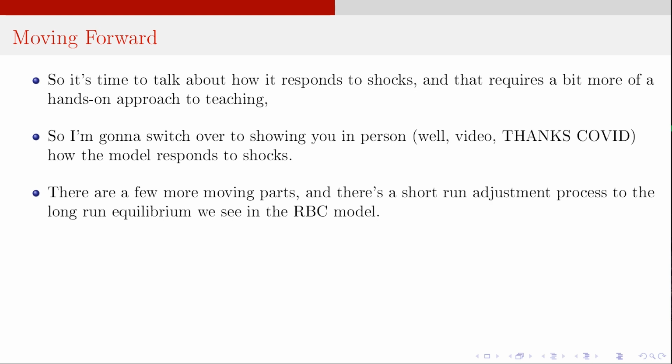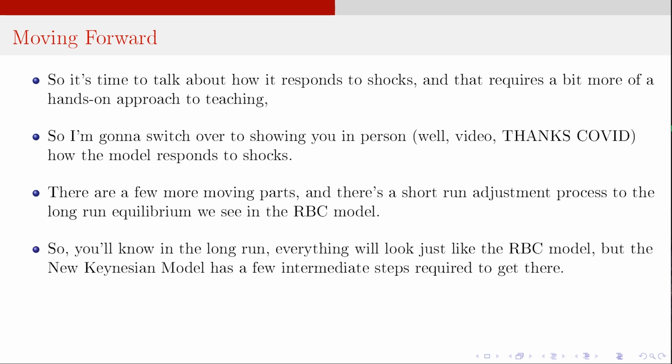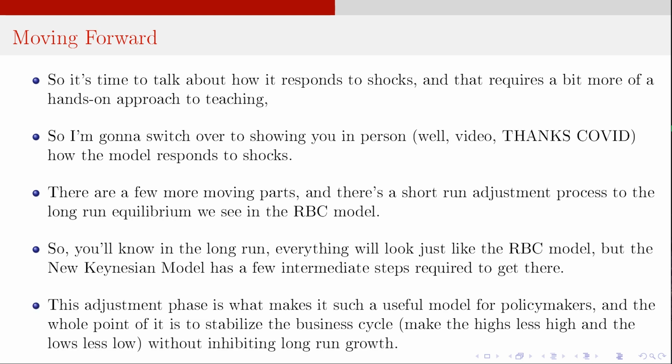Now, because there's that short-run aggregate supply curve, there's going to be a few more moving parts, meaning there's a short-run adjustment process to the long-run equilibrium we see in the RBC model. We will eventually converge to the long-run equilibrium predicted by the RBC, but there's going to be an adjustment process in the short to medium run. So we know in the long run how everything's going to work, which is actually a nice little check to see if we actually get to where we're supposed to be in the New Keynesian model. There are just going to be a few more intermediate steps required to get there.